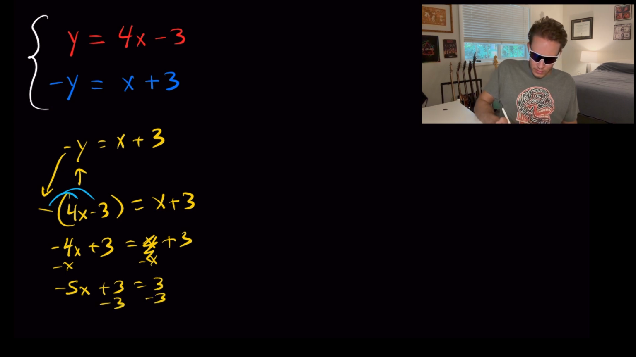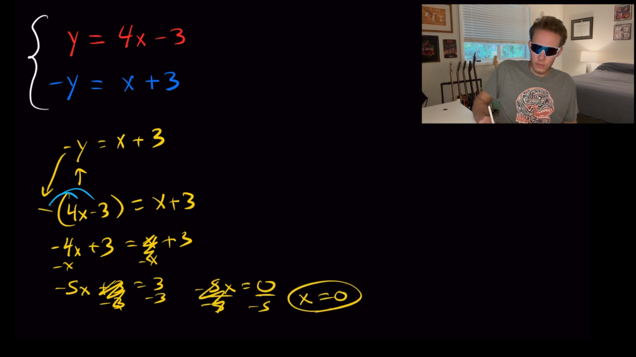Subtract 3 from both sides. Those will cancel. And I will have negative 5x is equal to 3 minus 3 is 0. Divide both sides by negative 5. And I will get x is equal to 0.